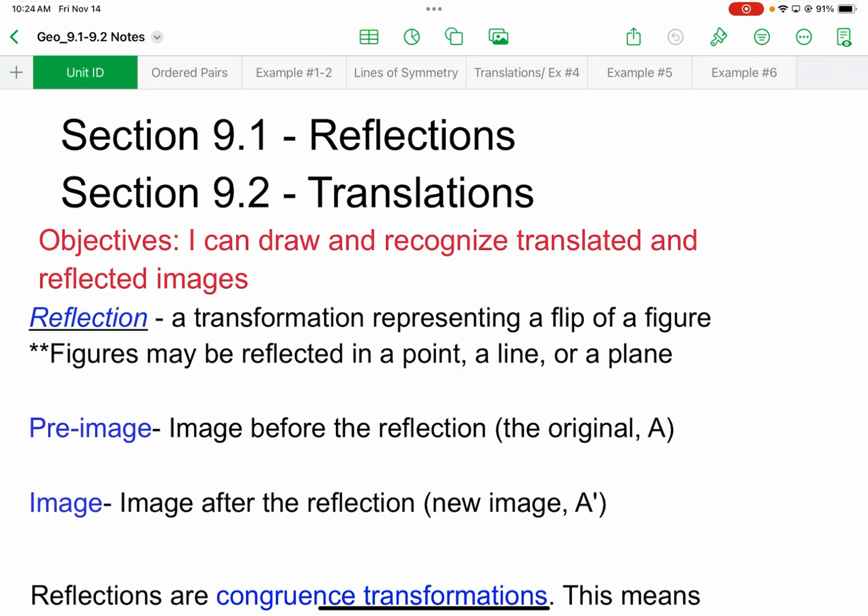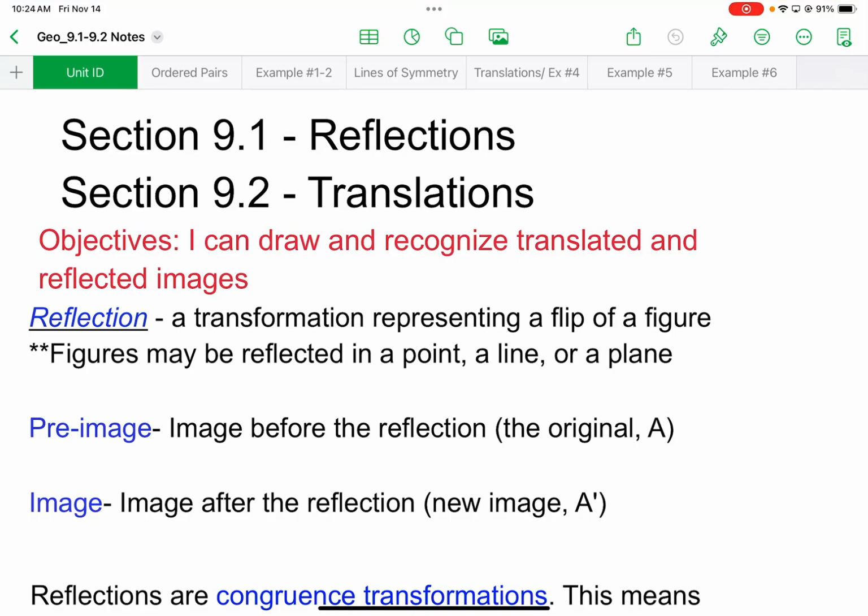Okay, so 9192, reflections and translations. I think this will be a fairly simple section for you guys. Essentially, this whole chapter is about what we would call transformations, which if you've taken Algebra 1, Algebra 2, you do transformations of graphs: shifts up, down, left, right, reflections, and enlargement, reduction, that type of stuff. So some of this may seem a little familiar.